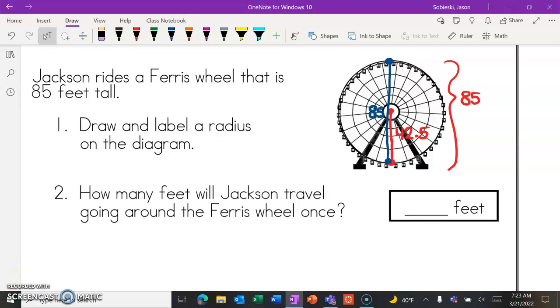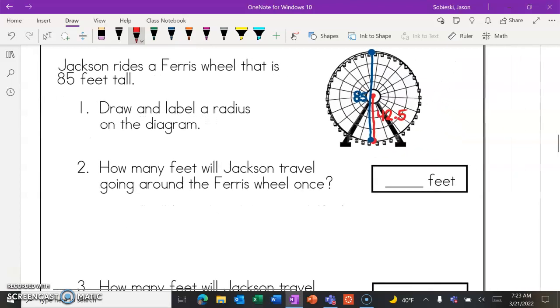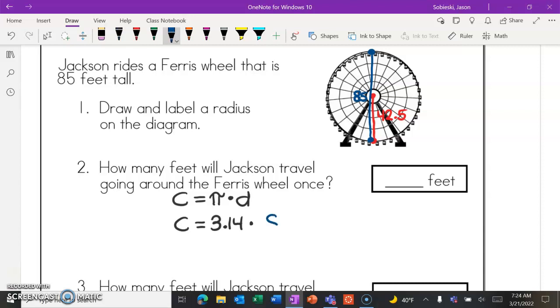85 is our diameter. And we're going to need to use those two numbers in the rest of the problems. So they want us to figure out how many feet Jackson will travel going around the Ferris wheel once. Well, if you think about the path he would take going around the Ferris wheel, that's really circumference, which we know is equal to pi times the diameter. Well, we know pi is always 3.14, and in this case, diameter, which is the height from the bottom to the top, we said was 85.